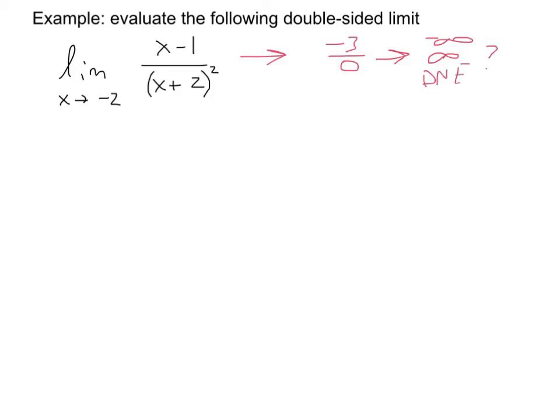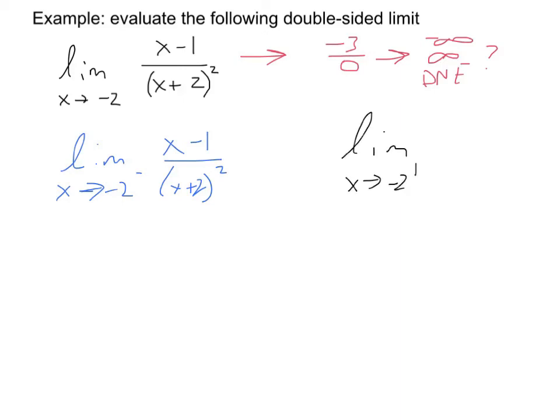So I split this into two problems. I do the limit as x approaches negative 2 from the left of my expression, and then I'll also do the limit as x approaches negative 2 from the right. And from here, I'm going to use the same strategy that I've used before, where I imagine that I'm substituting in a value that's barely smaller than negative 2, so barely to the left of negative 2, like negative 2.00001.